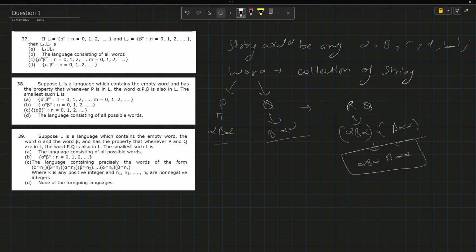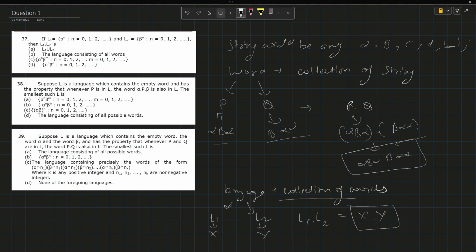Now for the language. Now a language is a collection of words. Consider this one L1 containing X words and this one L2 containing Y words. Now L1 dot L2 would be the concatenation of these two words, with all possible words formed by choosing any of the words.